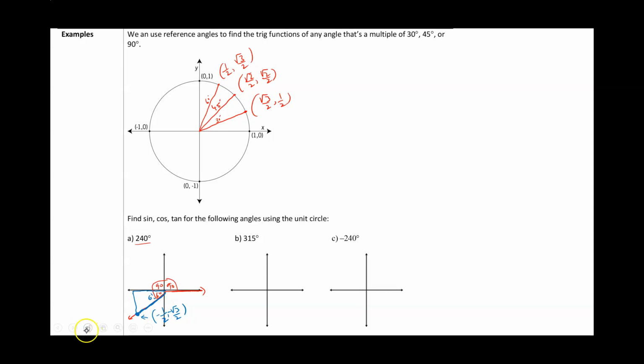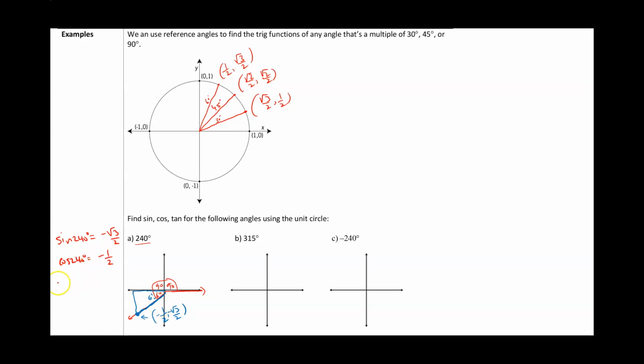Okay, so now let's find the sine, cosine, tangent. So sine of 240 is the y value, which is going to be negative radical 3 over 2. The cosine of 240 is going to be the x value, which is negative 1/2. Let me write this a little bit better. So we have sine of 240 is the y value, which is negative radical 3 over 2. Cosine of 240 is the x value, which is negative 1/2.